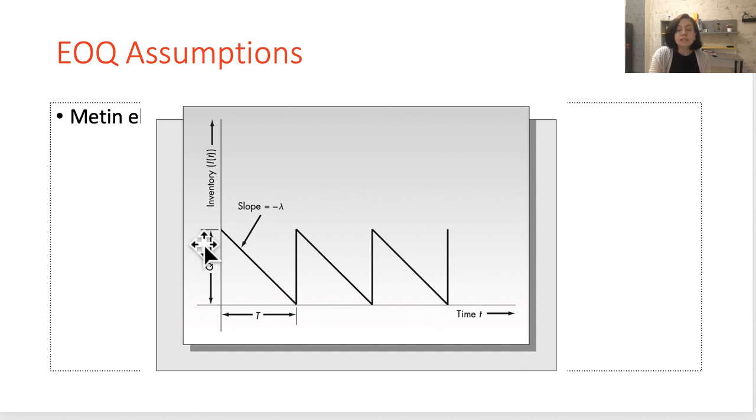So, in the EOQ model, our aim is to find such a Q value that the total cost, total inventory holding cost and ordering cost, is minimal. And here our aim is to find this optimal Q value.